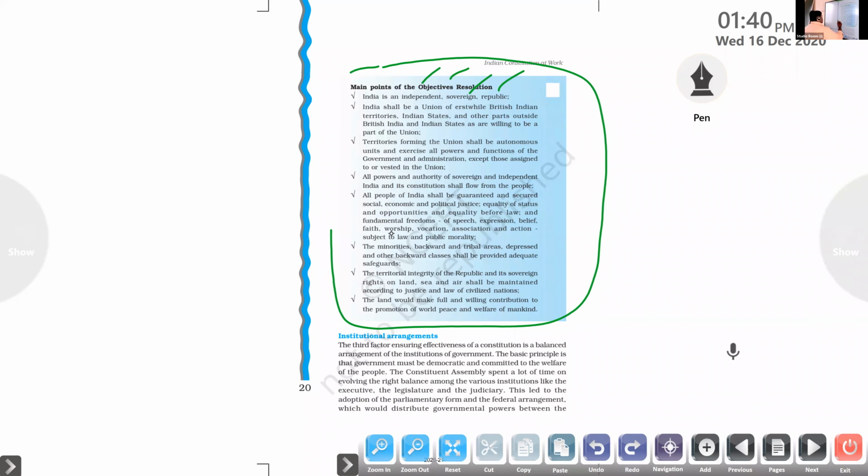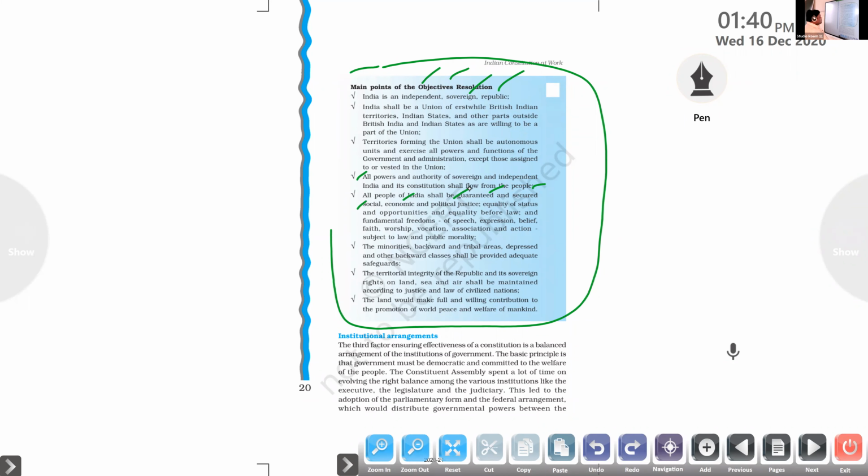Next one, all powers and authority of sovereign and independent India and its constitution shall flow from the people. So all powers and authority of sovereign and independent India and its constitution are with the people, so the people are all powerful. Next one, all people of India shall be guaranteed and secured social, economic and political justice.